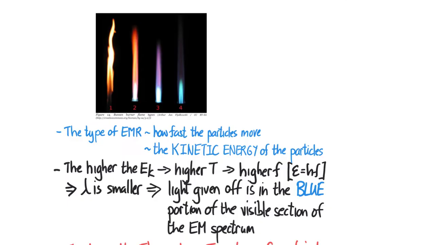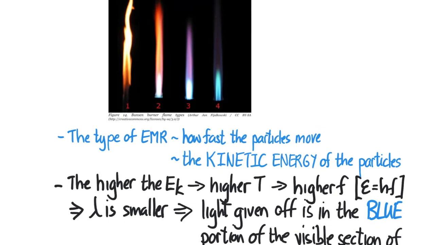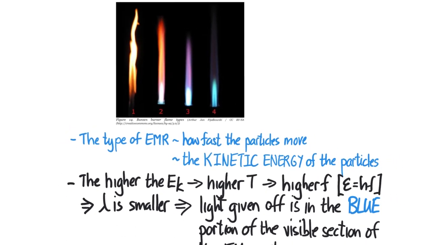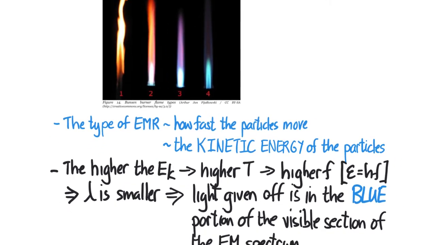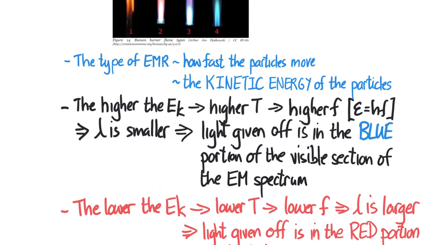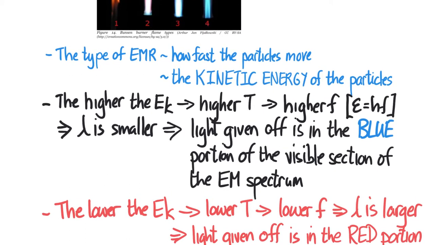So to summarize, we can see that the type of electromagnetic radiation is determined by how fast the particles are moving, which is dependent upon the average kinetic energy of the particles. So the higher the kinetic energy, the higher the temperature, the higher the frequency. Now, with electromagnetic radiation, as you should have learnt in grade 10, energy of the photons of electromagnetic radiation is equal to Planck's constant multiplied by the frequency. So the energy of photons is directly proportional to the frequency of the electromagnetic radiation.